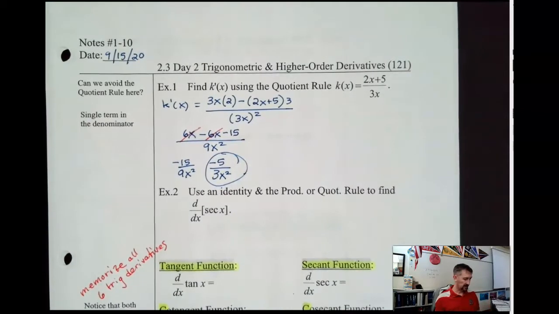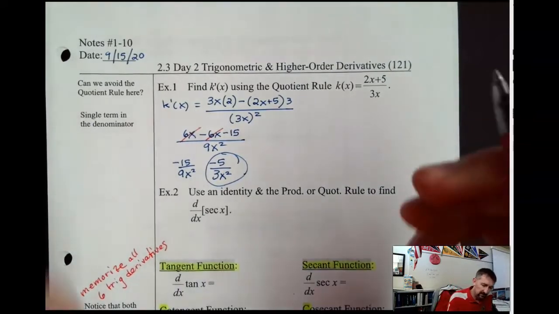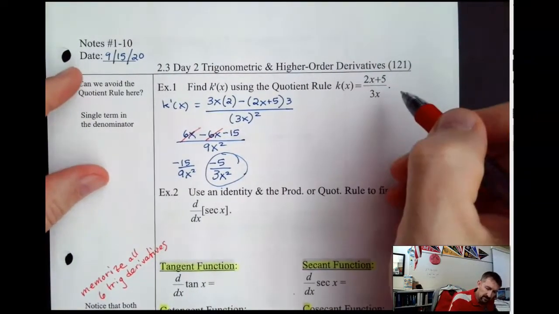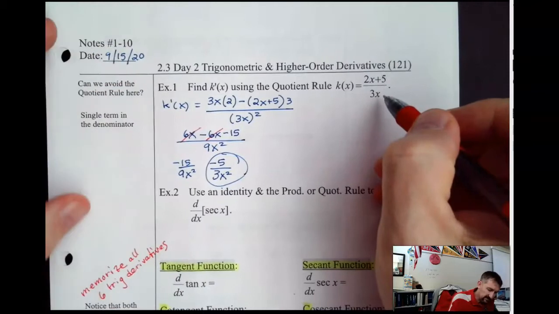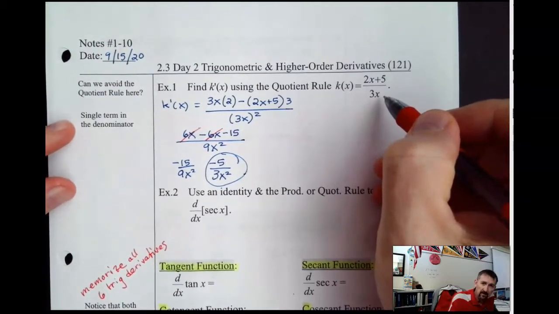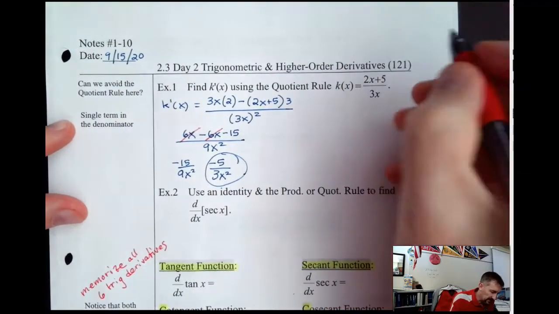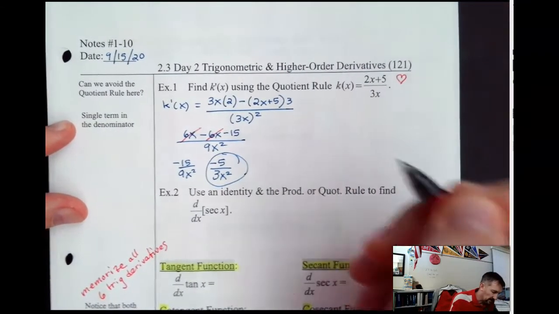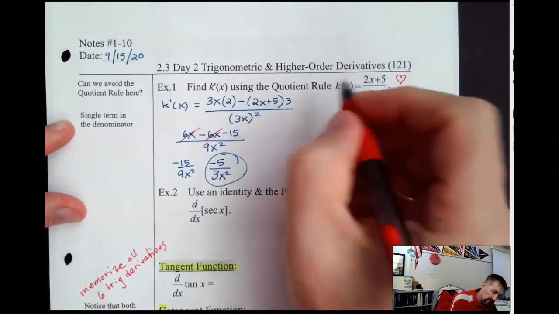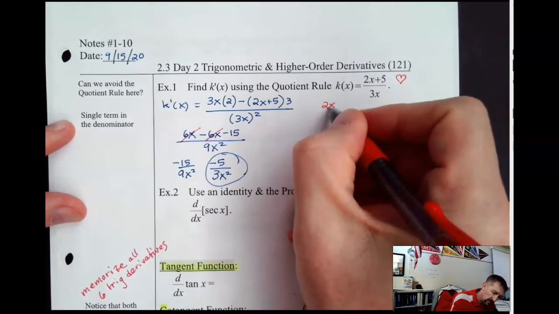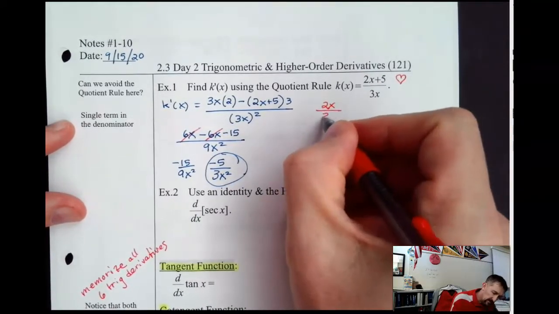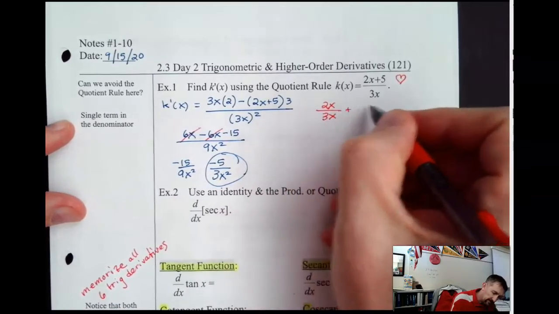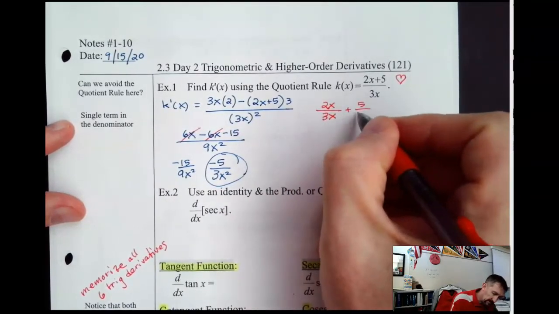So then it says, can we avoid using the quotient rule? Now I believe I've talked about this once, maybe twice or 3 times. When you have a single term in the denominator here, we're going to split that up using the reverse common denominator, or however you want to think about that. Most of you probably could do this step in your head, but for the sake of the notes, I'm writing it out in detail.